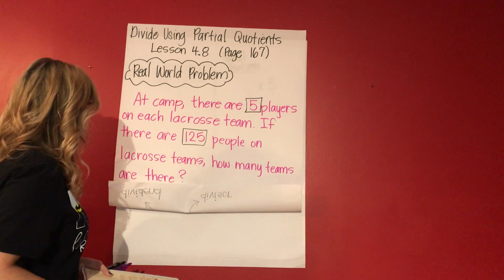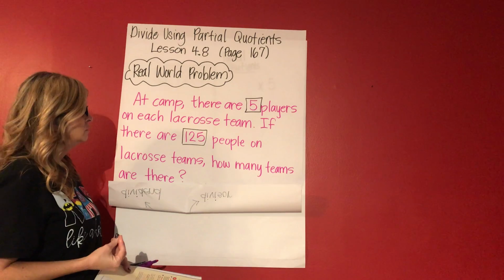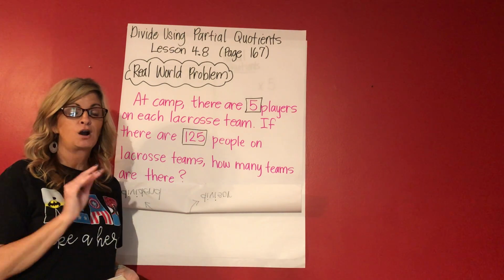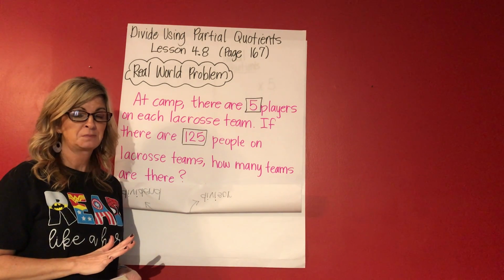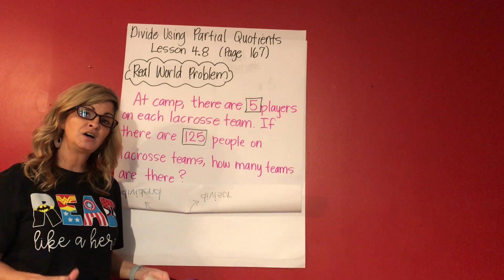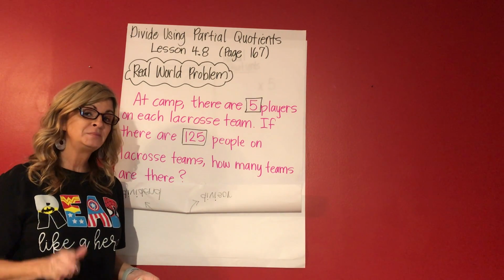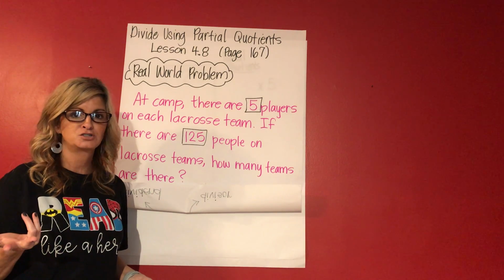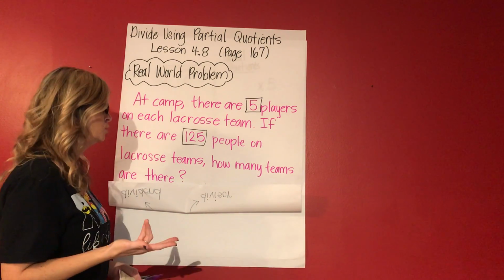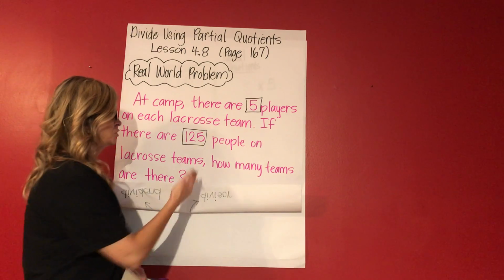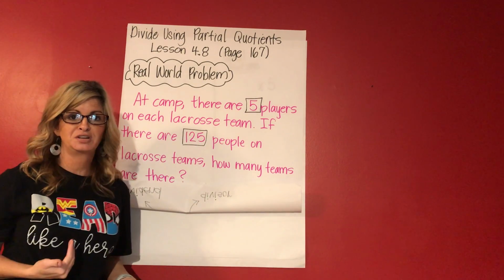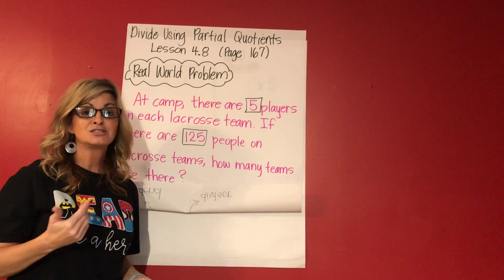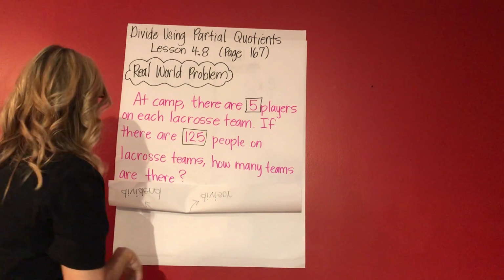And so what we know, the most important information we know, is that there are 5 players on each team, and there are 125 total players. And there may be some of you out there who've already done this mental math and you know exactly what the answer is already, because you know what number you can multiply by 5 to get 125. And if that's you, then that is awesome. You go. That's great.